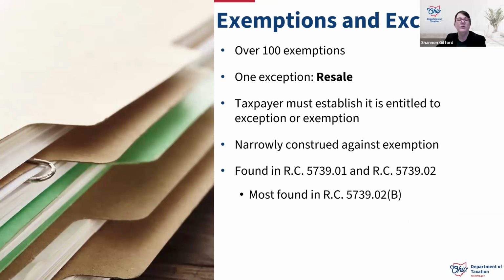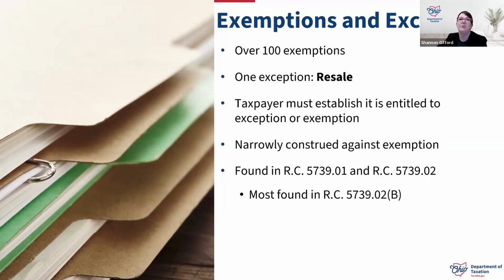So now we've reviewed some things that are and are not taxable. Let's go over some exemptions and exceptions. In the Ohio Revised Code, most are found in 5739.02(B). There are over 100 exemptions and one exception, which is resale.